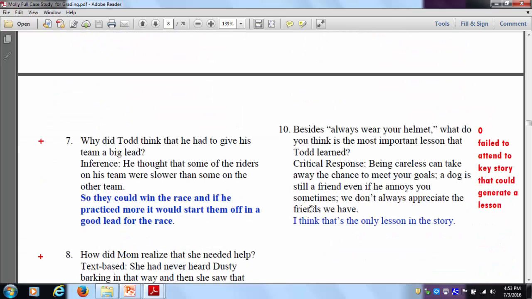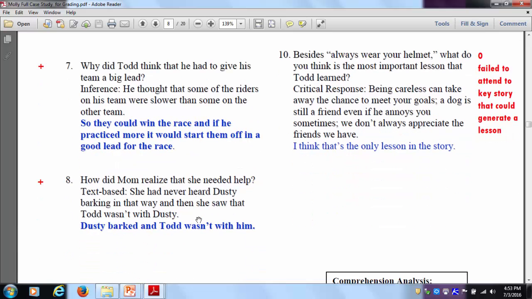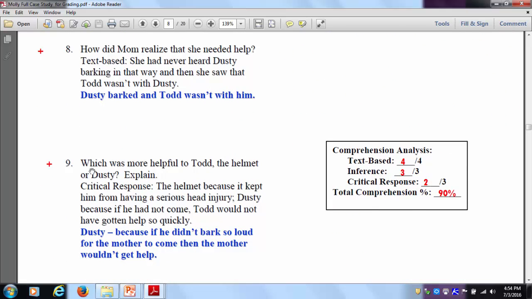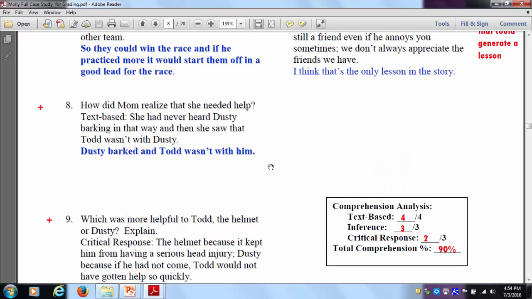Plus. Move to 7. Why did Todd think that he had to give his team a big lead? So they could win the race. If he practiced more, it would start them off in a good lead for the race. Very good answer. Plus. How did Mom realize that she needed help? Dusty barked. Todd wasn't with him. Plus. 9. Which is more helpful to Todd, the helmet or Dusty? Dusty. Because if he didn't bark so loud for the mother to come, Mother wouldn't have gotten help.